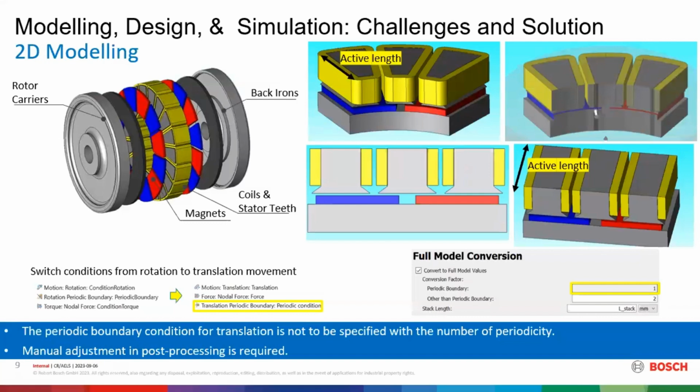But here, it's very important. JMAG doesn't allow you to specify the number of periodicity for this translation periodic boundary. So you will have the number 1 in this field, which you cannot change. That means you kind of need to handle the data on your own. So what I did is I created my own response data by multiplying the force I got from the 2D simulation by the radius and multiplied by 6, which is the number of periodicity in the rotation.